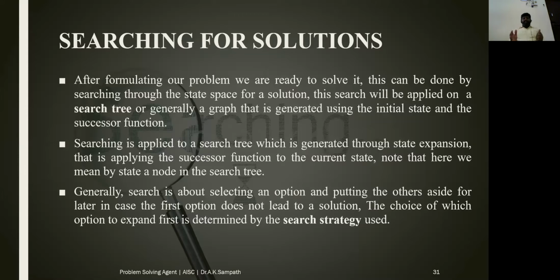So far, is there any doubt? With this, we'll stop our today's session. And in case you have any queries, quickly you can write in the chat box or you can unmute and post your queries. I'm happy to answer your queries.